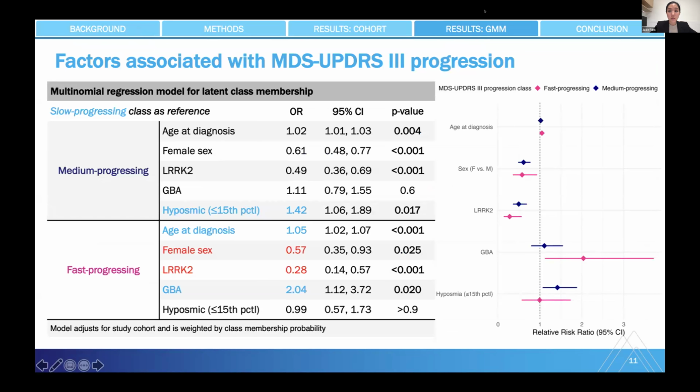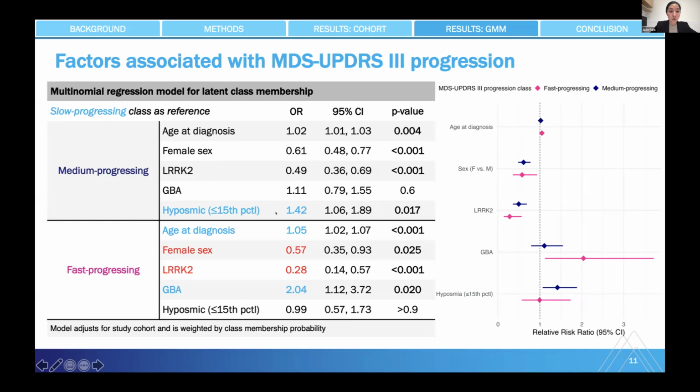This is looking at MDS UPDRS3 progression following this multinomial regression model. And these odds ratios are associated with class membership in the medium and fast progressing groups relative to the slow progressing class. And so what we see is that older age and having a GBA variant carrier status put you at an increased risk of being part of this fast progressing motor group.